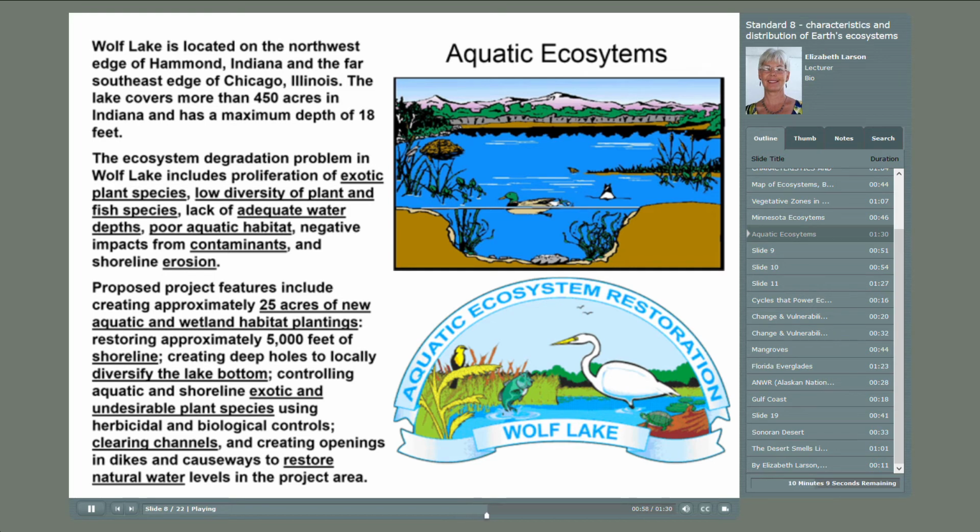The proposed project features include creating approximately 25 acres of new aquatic and wetland habitat plantings, also restoring approximately 5,000 feet of shoreline, creating deep holes to locally diversify the lake bottom, controlling aquatic and shoreline exotic and undesirable plant species using herbicides and biological controls, clearing channels, and creating openings in dikes and causeways to restore natural water levels in the project area.